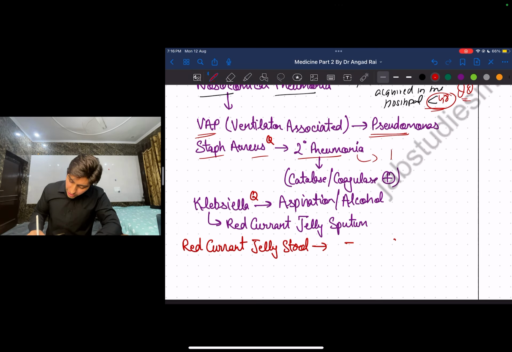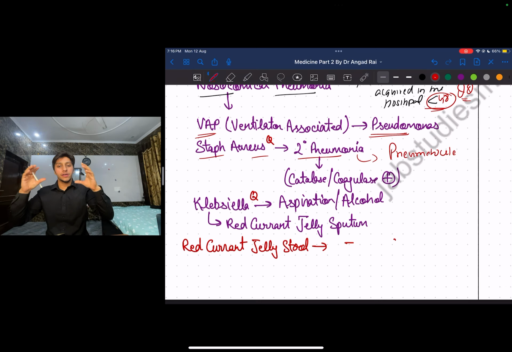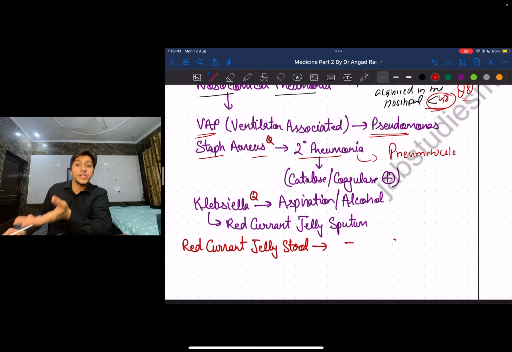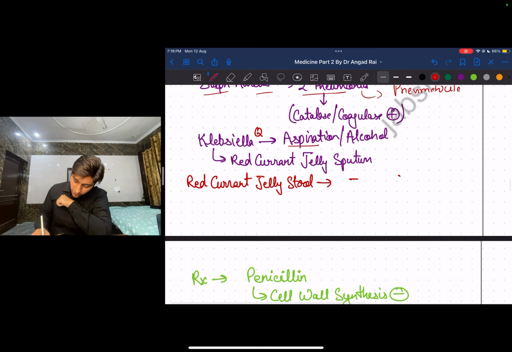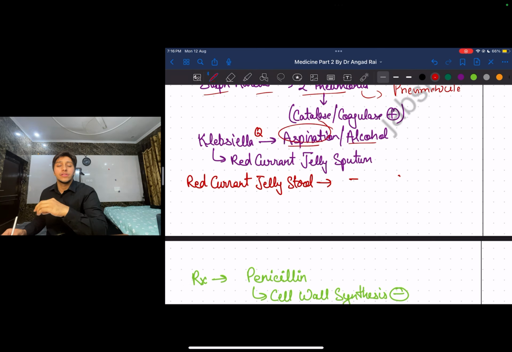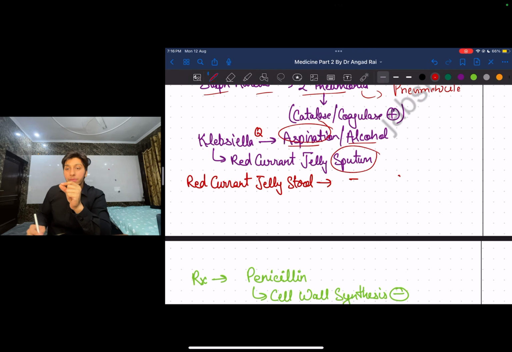They will eventually develop pneumatoceles. Okay, it's like air cavities within the lungs, and later this can rupture, leading to spontaneous pneumothorax. Okay. If you have a person who has a history of alcohol consumption and a history of aspiration, and with this you have another feature of red currant jelly sputum. Red currant jelly sputum. Your answer is going to be Klebsiella pneumonia.